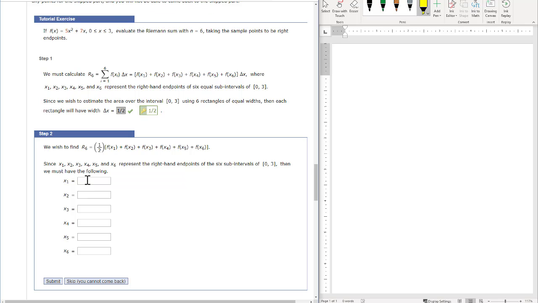Next, we need to figure out what each of these x sub 1, x sub 2, and so on are. So 0 is x sub 0, which isn't included here. x sub 1 is going to be 1/2. And then x sub 2, if we go 1/2 and take another step of 1/2, we get 1. And then x sub 3 is 1.5, so I guess we'll call that 3/2. 4/2 is equal to 2, 5/2, and 6/2 is equal to 3, which should be our endpoint.